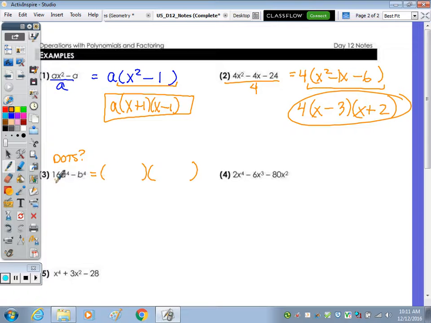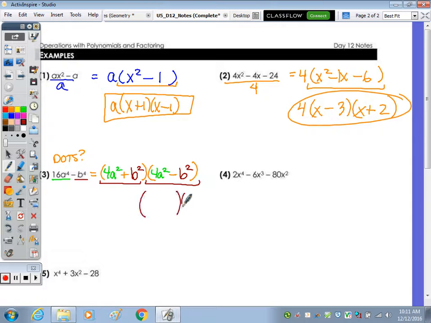So up front, to get the 16 times a to the 4th, that'd be 4 times 4 to get 16, and a squared times a squared to get a to the 4th. Signs are different, so one plus, one minus, and then to get the b to the 4th, that would be b squared times b squared. Now we look at these two. Can we factor again? Well, we can't factor the first one, the sum of two squares, but we can factor this as a difference of squares again.